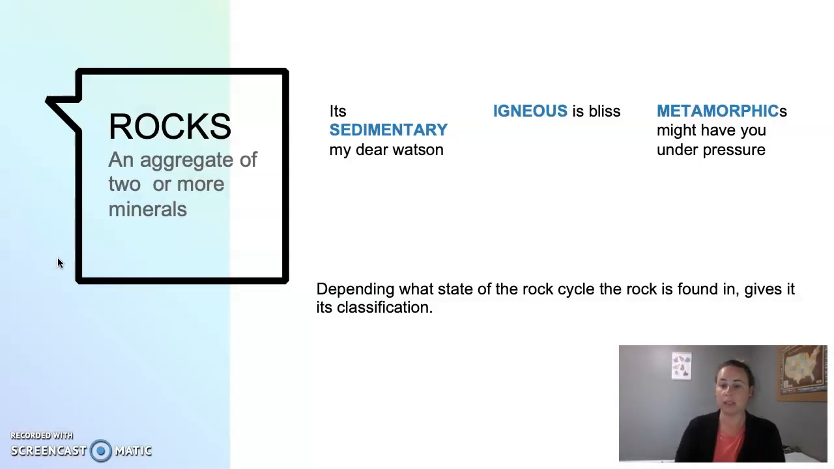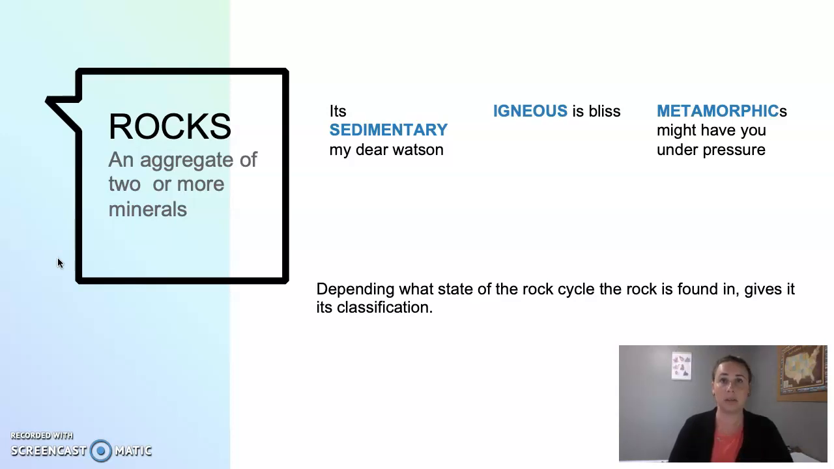So before we get into the plates, first we need to have an idea of what our plates are made of. Our plates are a part of our lithosphere, and the plates are made of oceanic and continental crust, and that crust is made of rocks. And a rock is an aggregate of two or more minerals. And you have three different types of rocks.